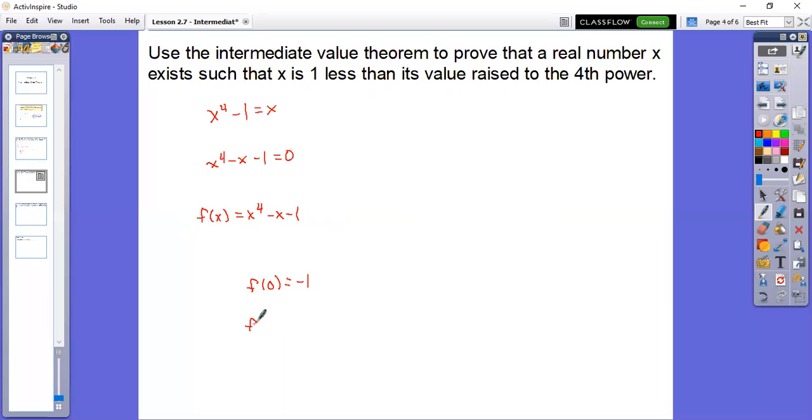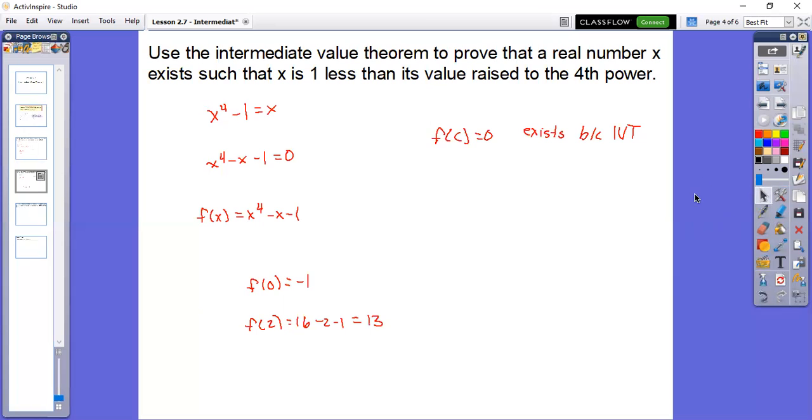So I'm just going to pick a number, and I'm going to say f of 2. So f of 2, 2 to the 4th is 2, 4, 8, 16. So this is 16 minus 2 minus 1, which is 13. So because f of 0 is -1 and f of 2 is 13, by the intermediate value theorem, there has to be some value where f of c is equal to 0. So because this is less than 0, this is greater than 0, there is some point where f of c is equal to 0 because of the intermediate value theorem.